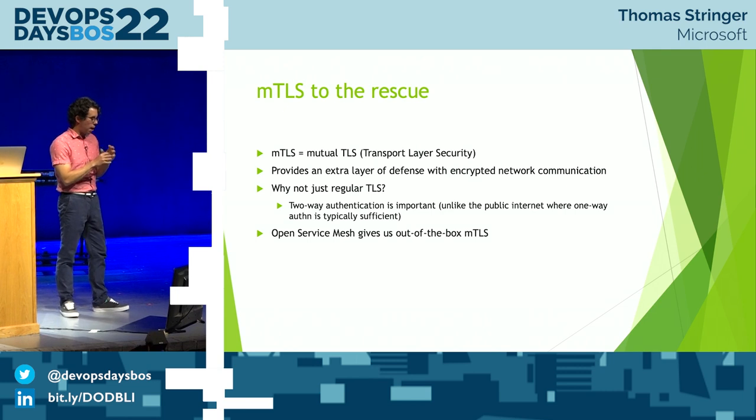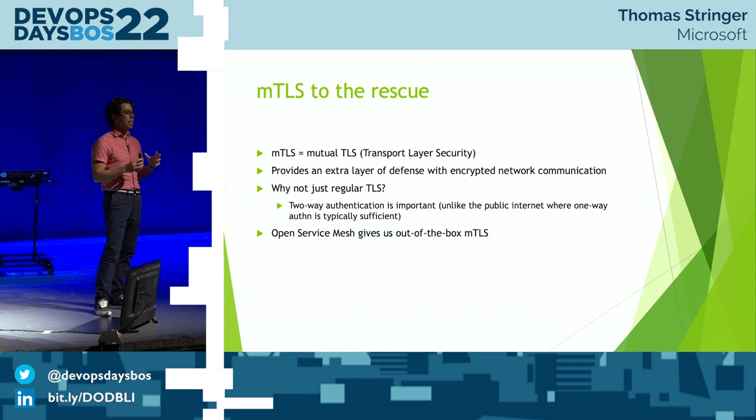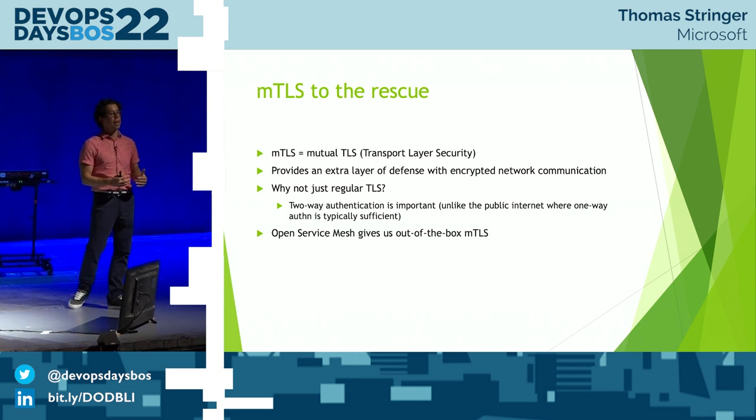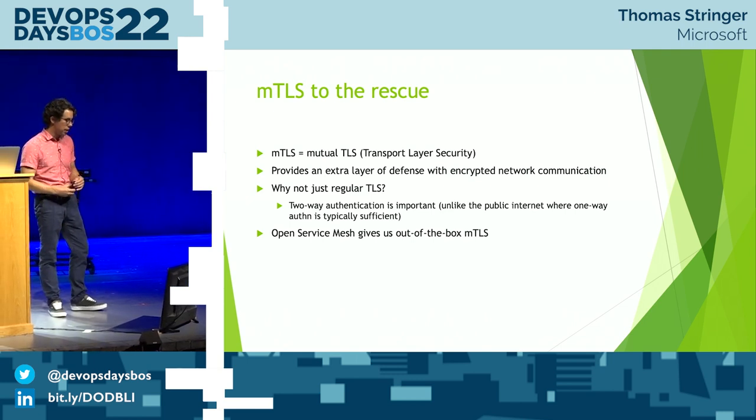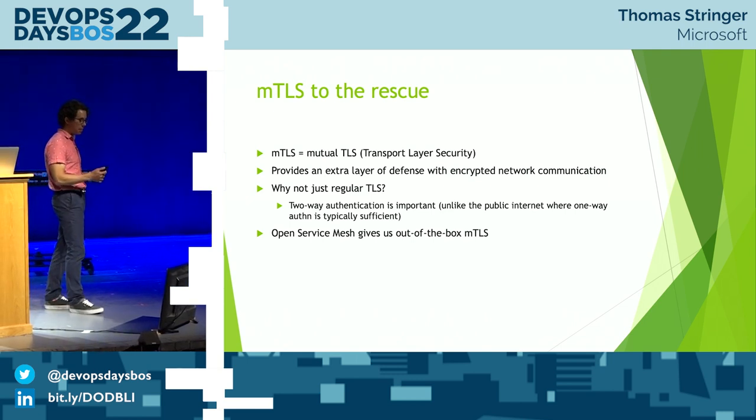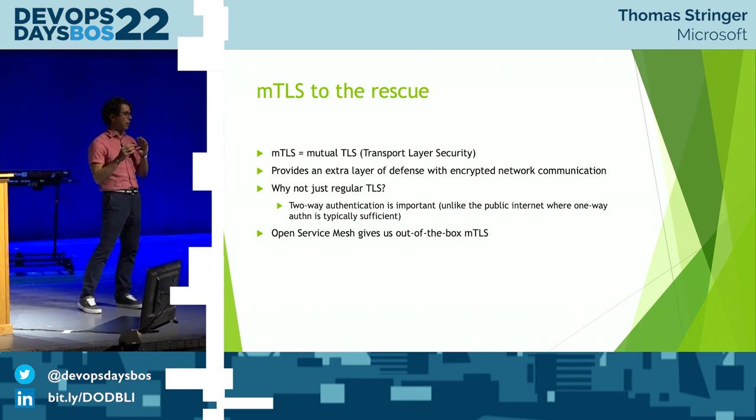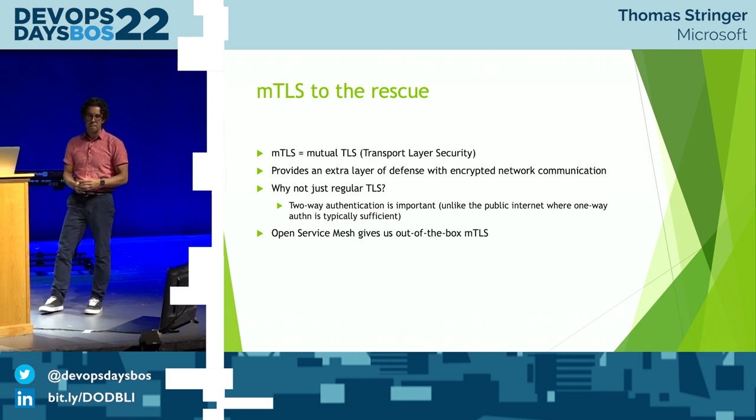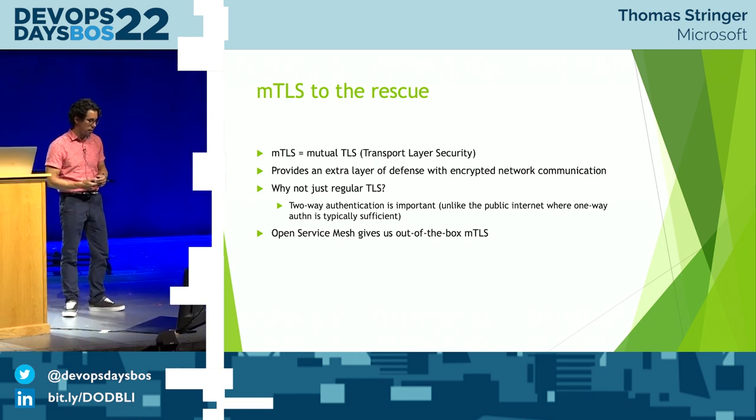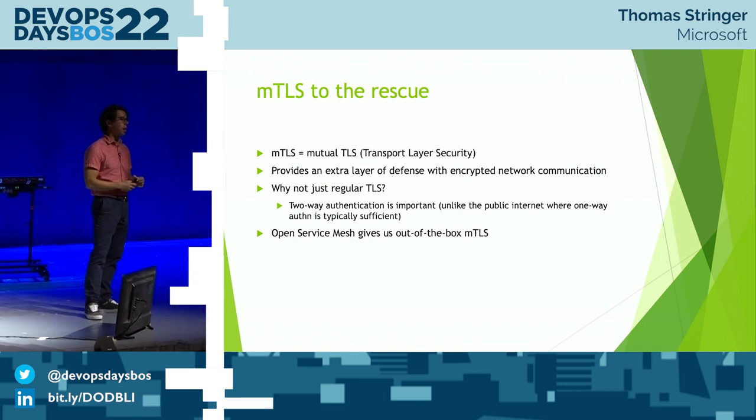So how does a service mesh help us here? And for this particular scenario with defense in depth, one of the biggest things that a service mesh can bring to you, such as Open Service Mesh, is mTLS. And mTLS stands for mutual TLS, or Transport Layer Security. And TLS is something we live in this world, whether we know it or not. When you go to a website, HTTPS, you are utilizing TLS at some level to encrypt network traffic.